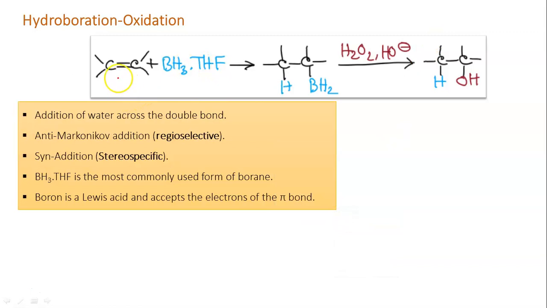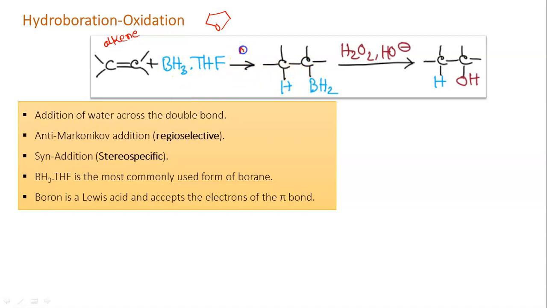So here we have the general structure of alkene, and we are using BH3 THF complex. THF is tetrahydrofuran. It has a structure like this. BH3 is available in this form, that is complexed with THF. So here H and BH2, that is H-BH2, total it is BH3, that is added across the C=C double bond.